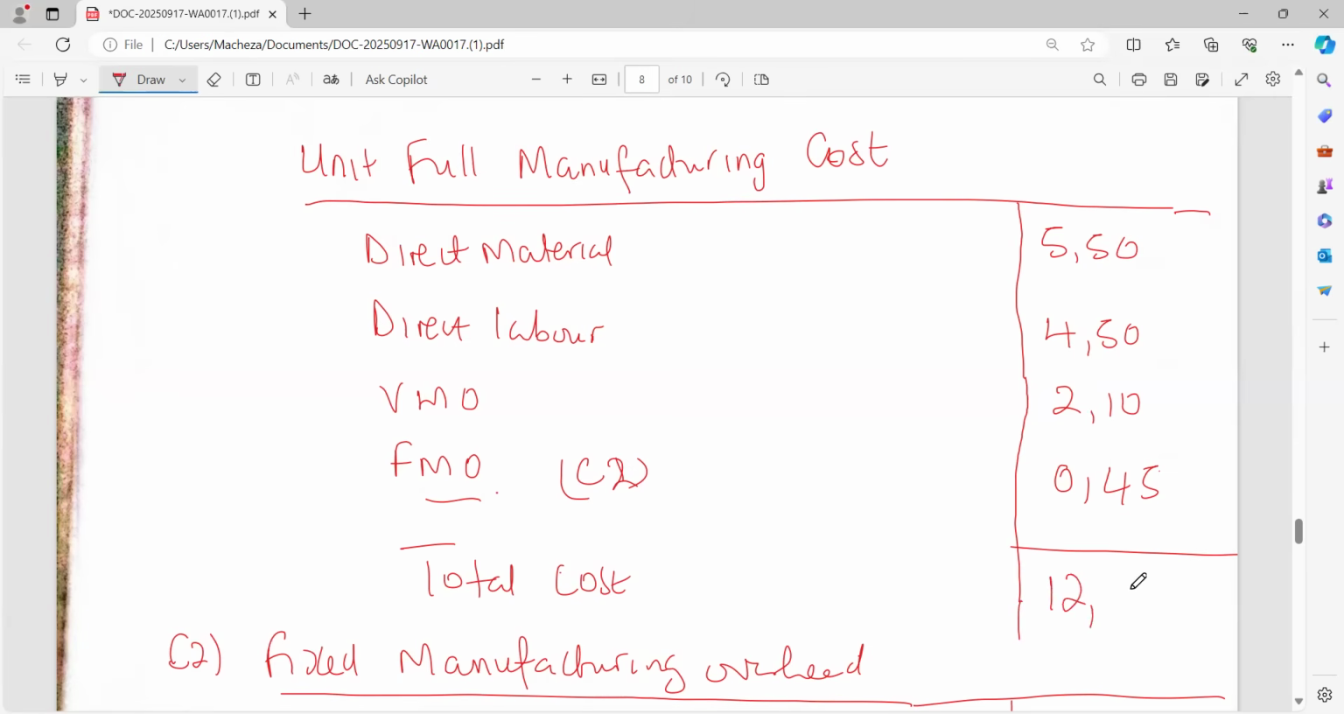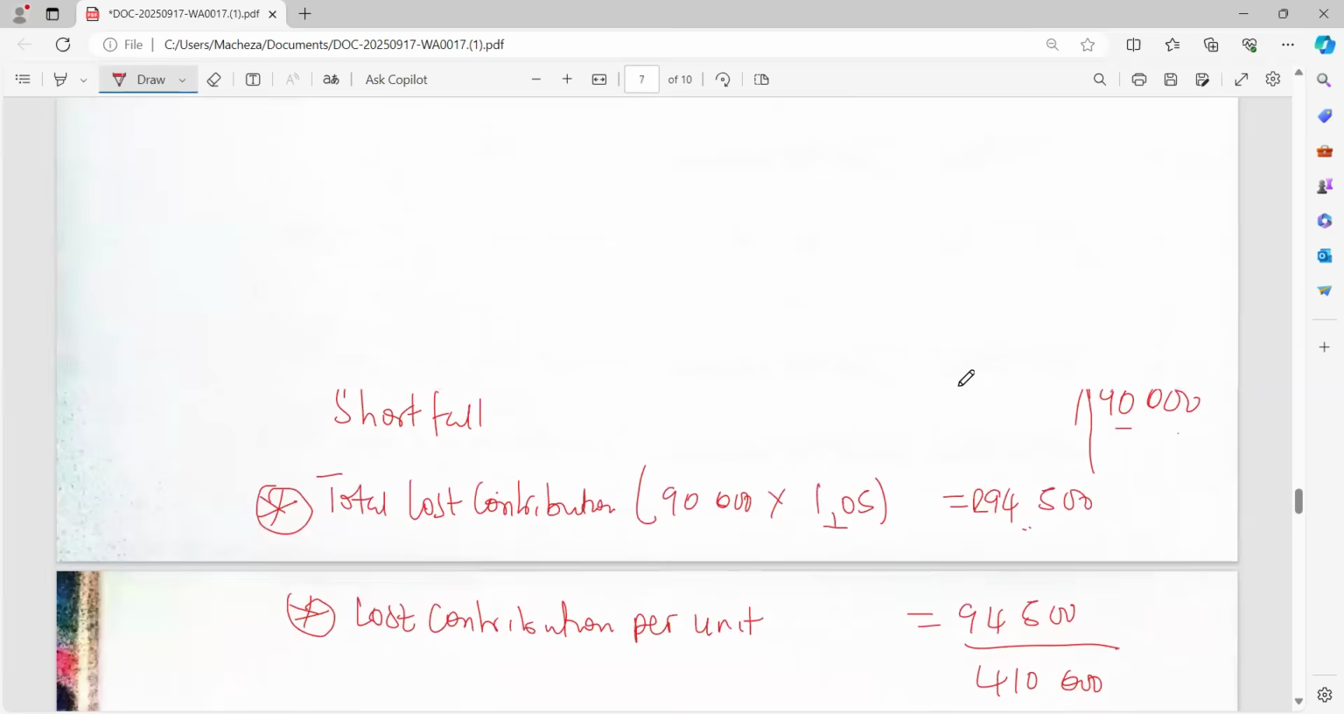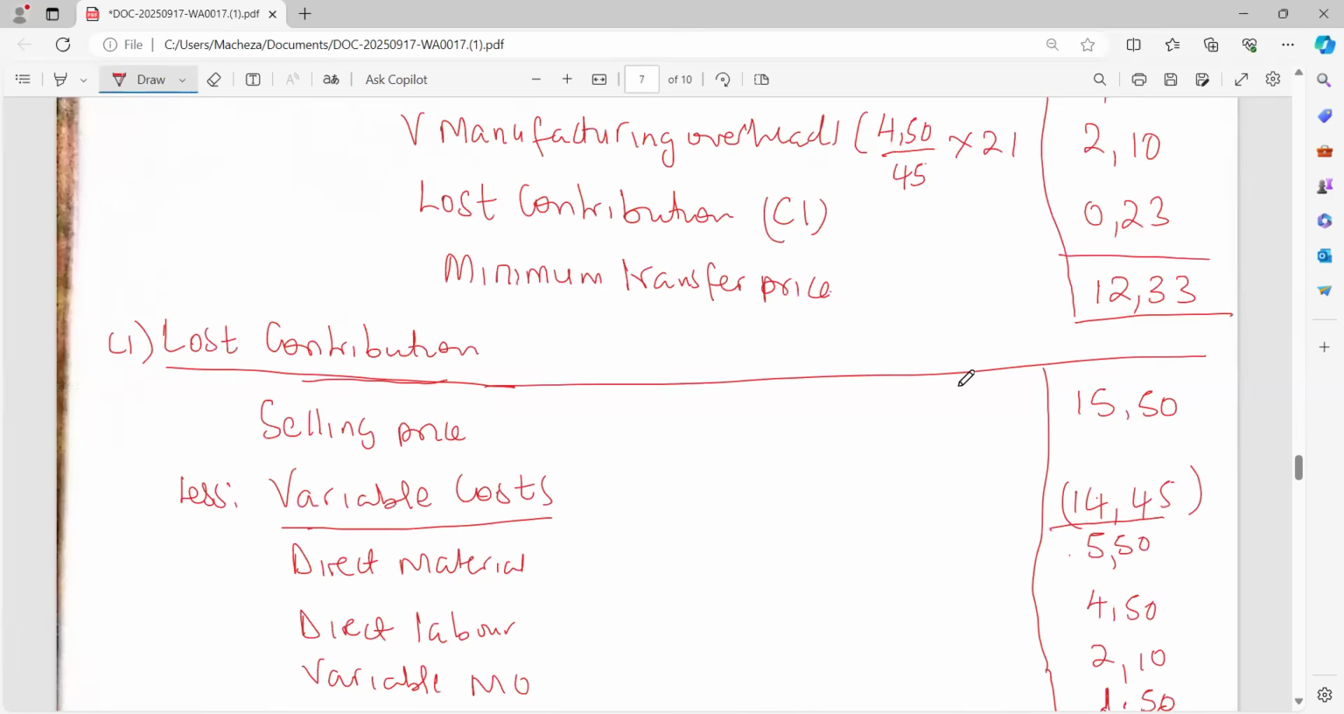So what are we going to do? Remember, we need to recommend here. That's the question. We need to recommend. The first one we got, what was the first one? 12.53 cents. Yeah.